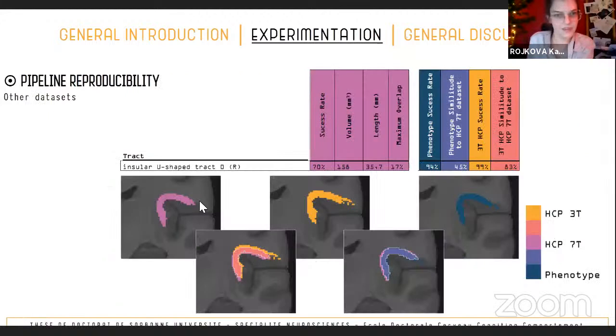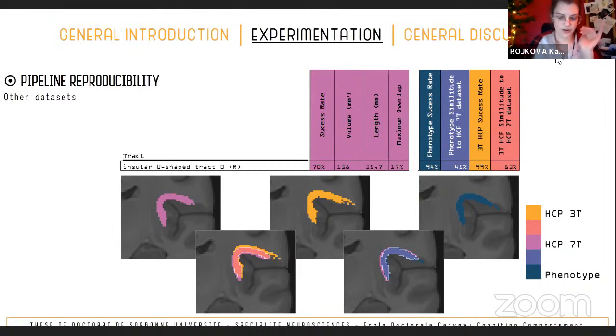Also, last little thing, in this idea to provide our pipeline for other people to use on their own cohorts, we wanted to make sure that our dissection formulas, our ROIs can be reused. So we reused this pipeline ourselves on the other cohort of the HCP dataset, the 3T cohort. So it's the same participants, but scanned with a magnet of lesser intensity.